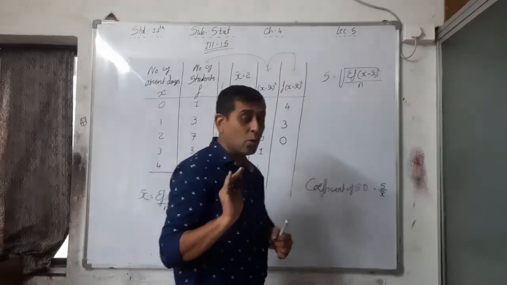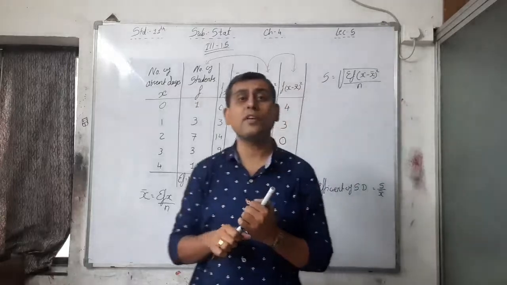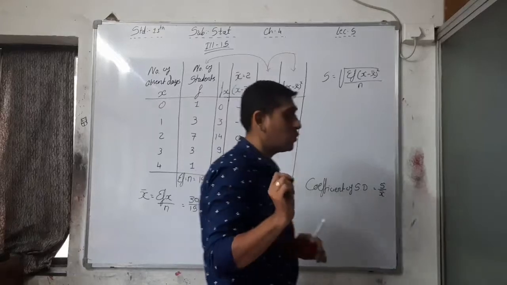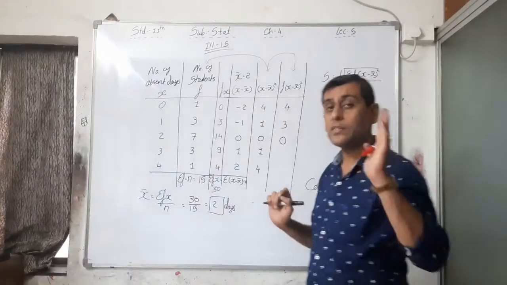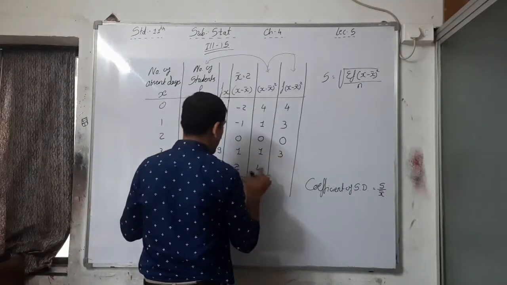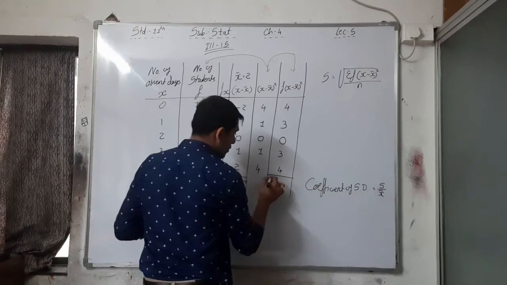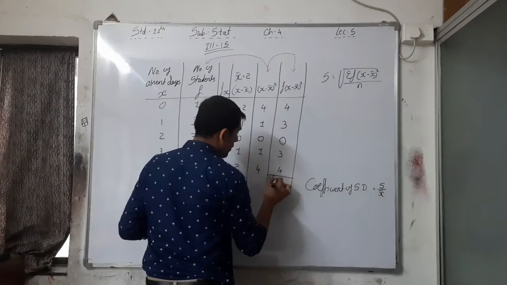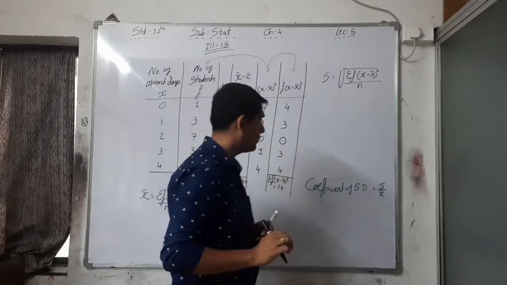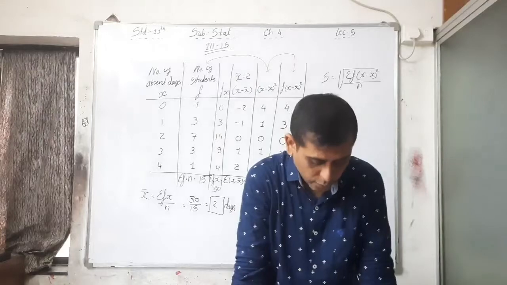See, please don't make the mistake here. 7 into 0. Some students write that 7 into 0 is 7. No, it is 0. All multiplication with 0, the answer is always 0. Okay. So again 3 ones are 3 and 1 fours are 4. So make the total. Right? Okay, now just put the values into the formula.